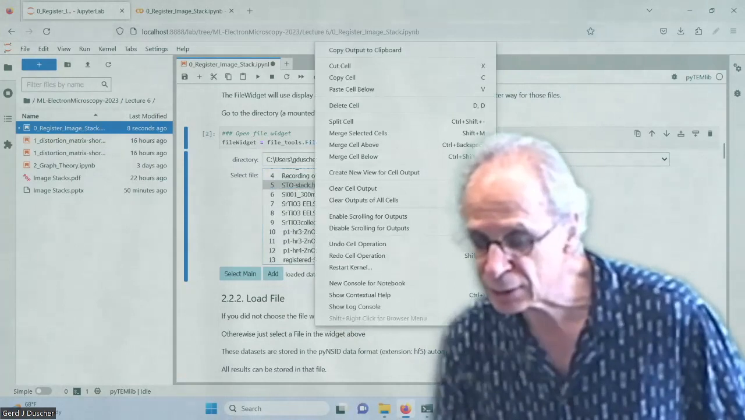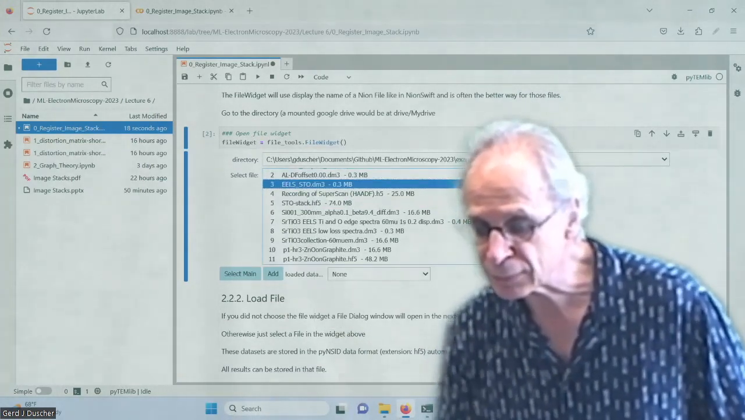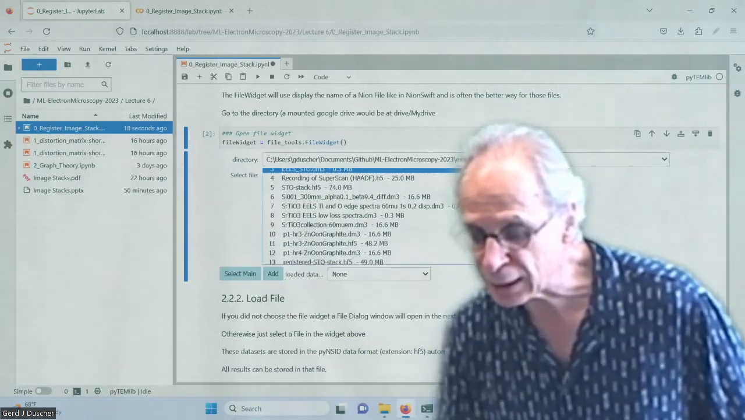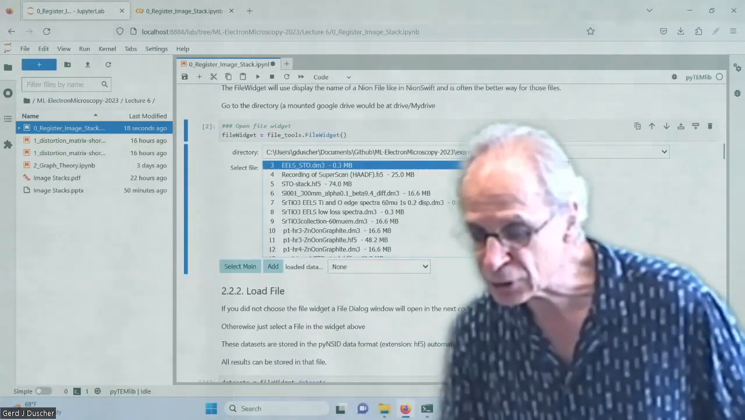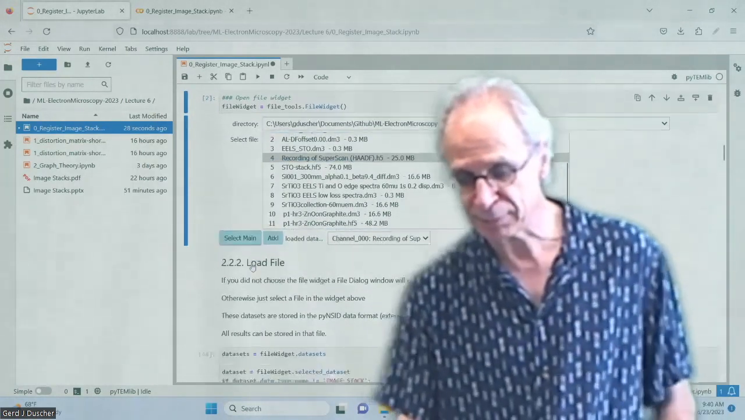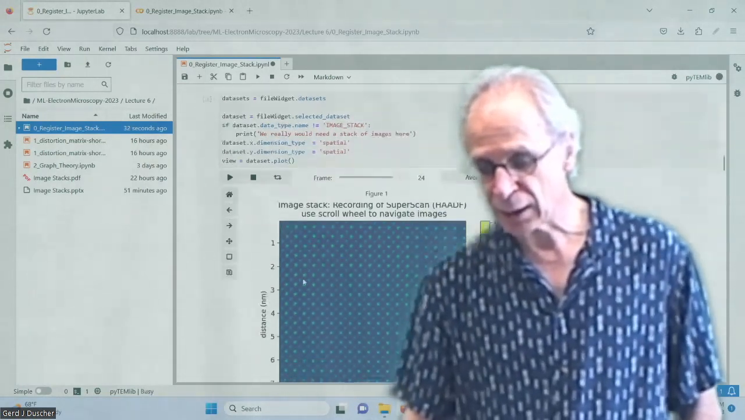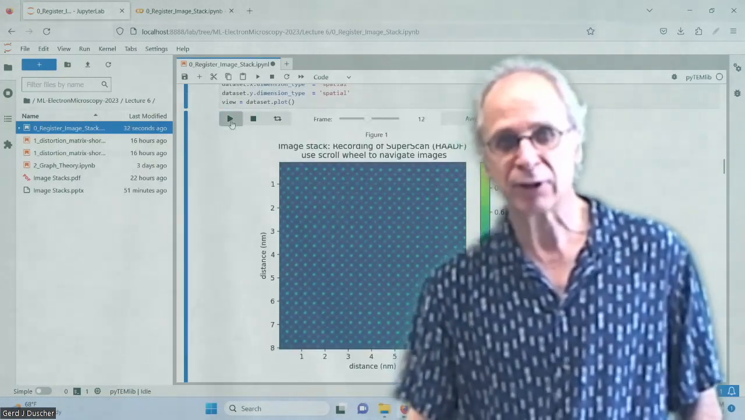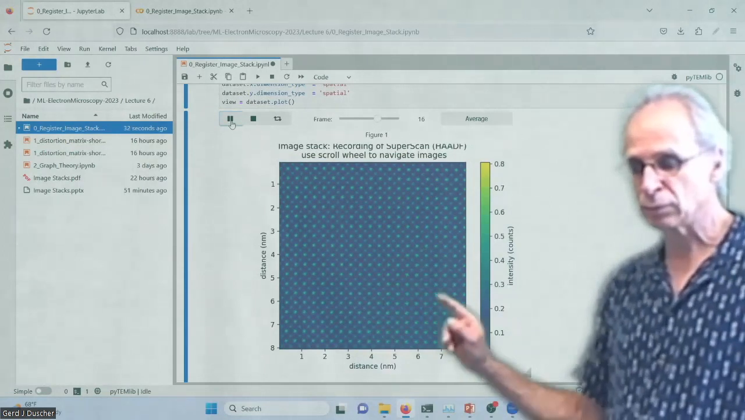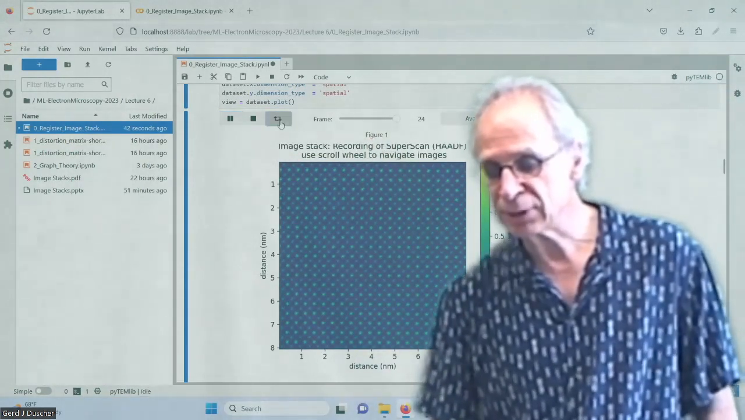This is not the one. Where is my, what's it called? Recording of SuperStem. Here we are. We select that as main. I load the file. And now I can have that run here, and it runs through that. Let's do that with this one.